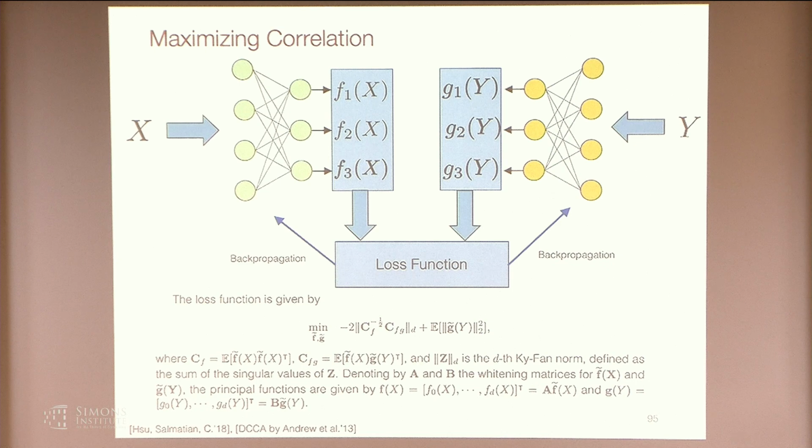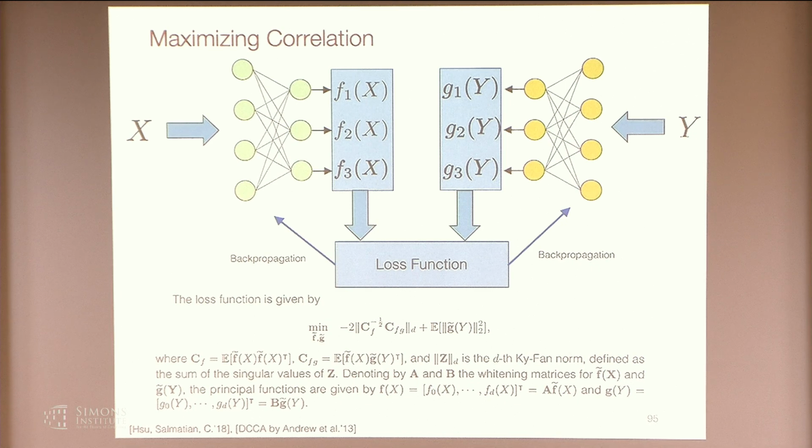And we actually did that. This is the loss function that we backpropagate on. It's something that also appeared in a paper called Deep Canonical Correlation Analysis, even though the authors didn't connect it to this theoretical machinery that we're mentioning here.